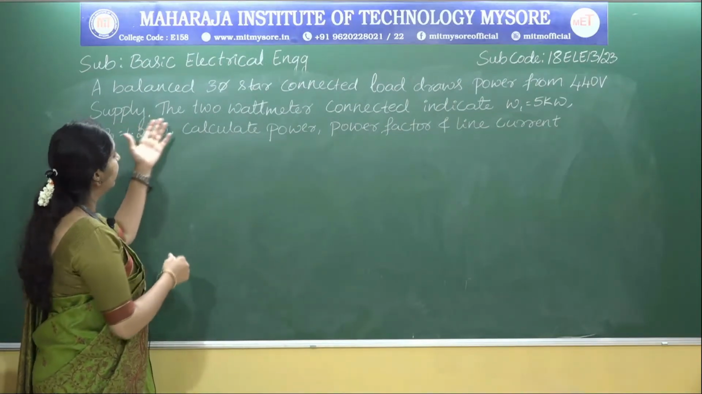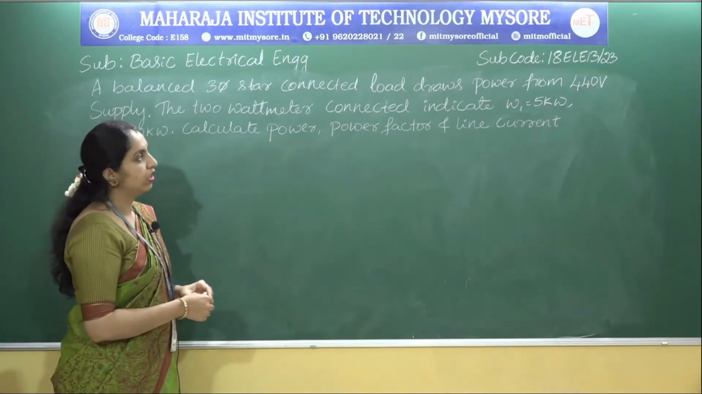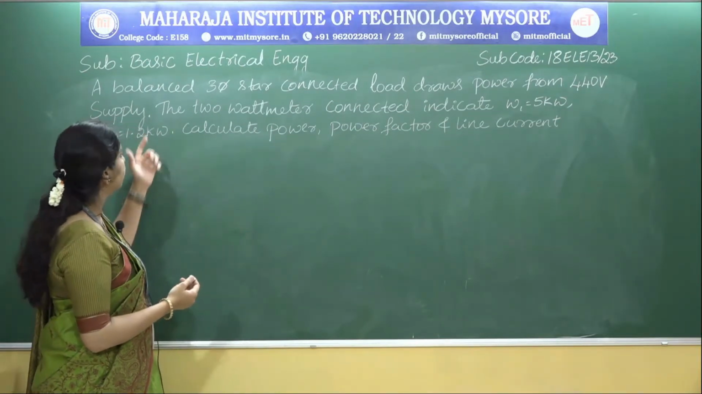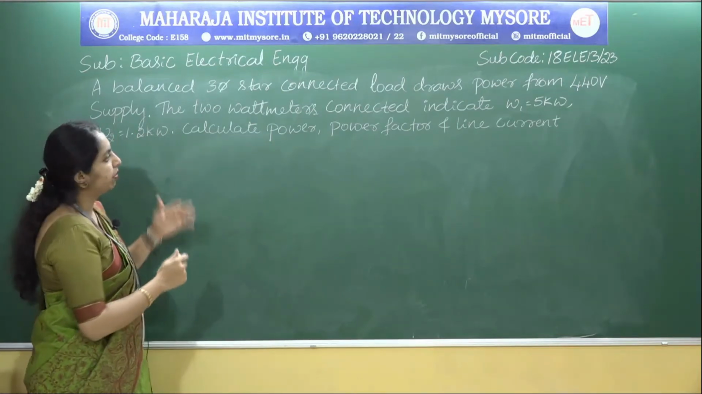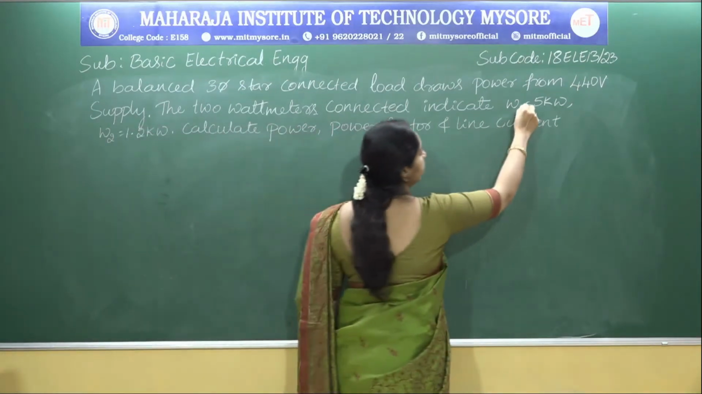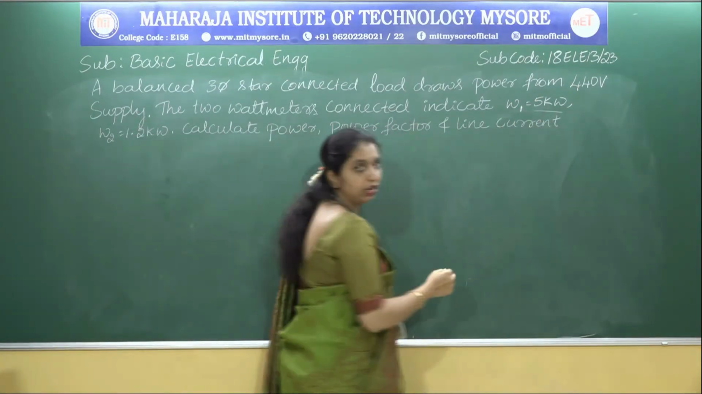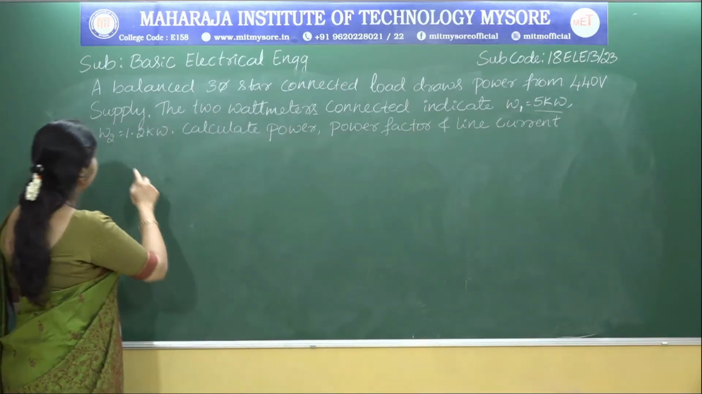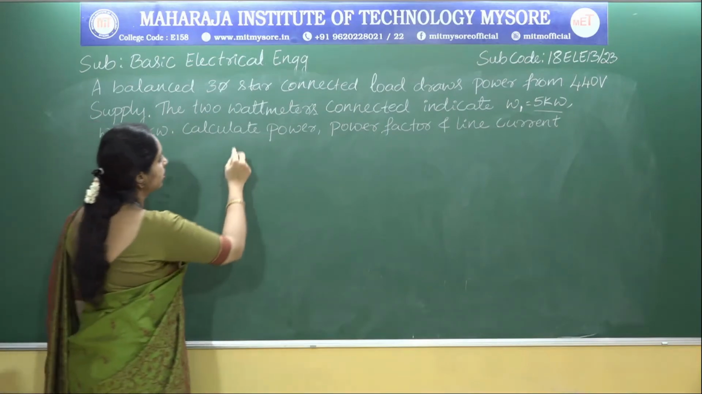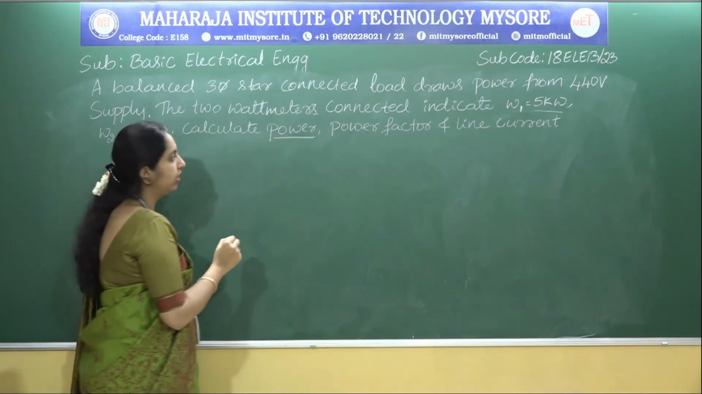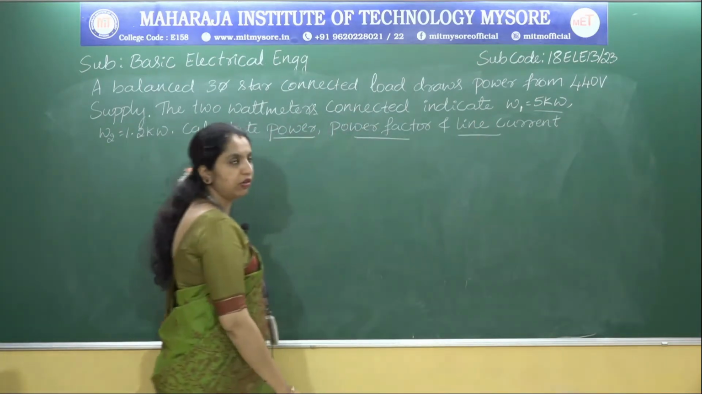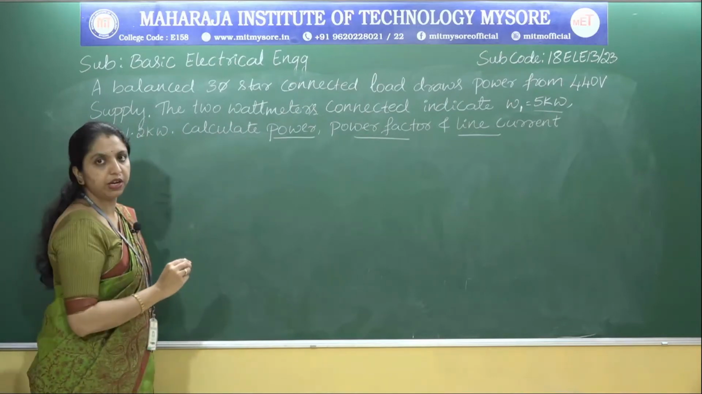The next problem is a balanced 3-phase star connected load which draws power from a 440 volts supply. The 2 wattmeters connected indicate W1, the reading from the first wattmeter, as 5 kilowatts, and the reading from the second wattmeter as 1.2 kilowatts. Now the question is to calculate the power factor and the line current in the circuit.